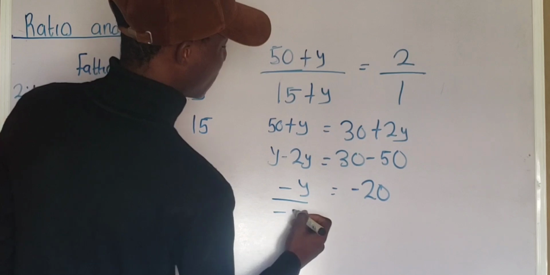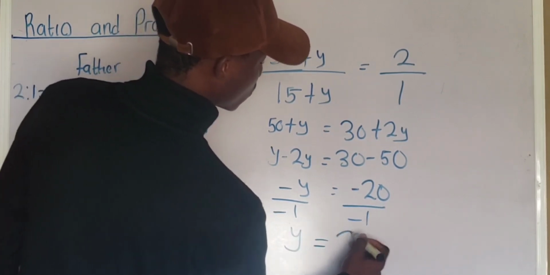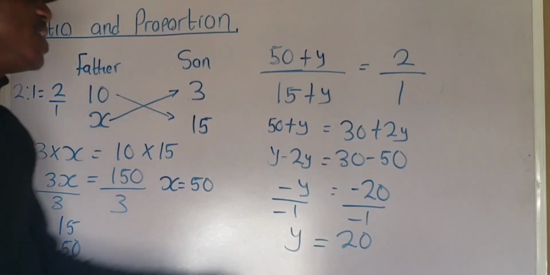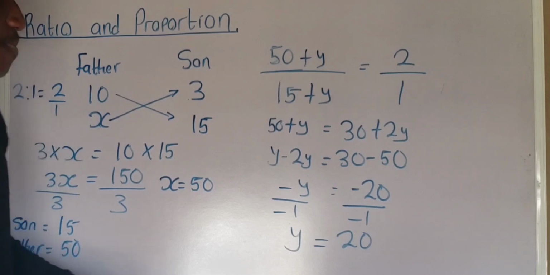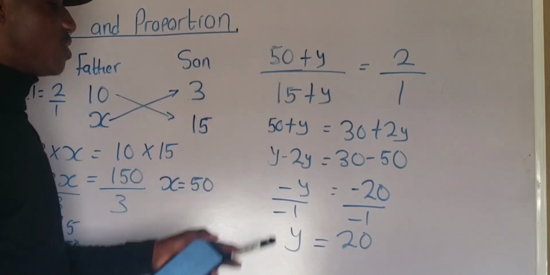Divide both sides by negative 1 over negative 1. That will give us y is equals to 20. So in 20 years time, the ratio of their age will be 2:1. Can we check? If you want to check, you can check. Let's substitute the value of y into this. You know, y is 20.